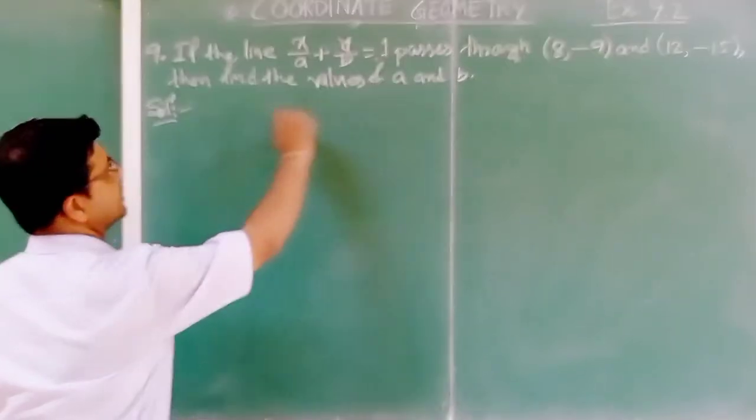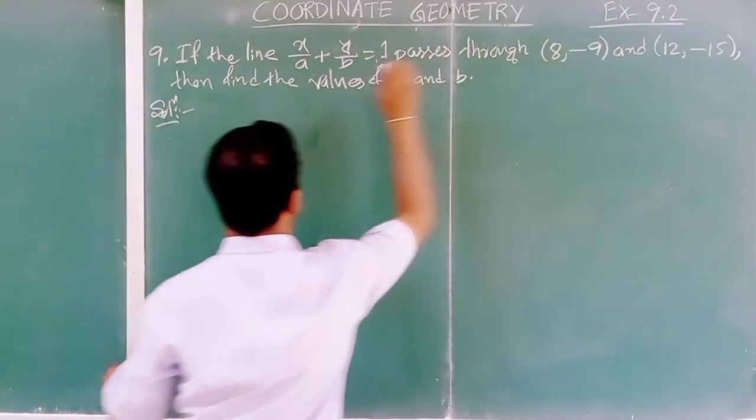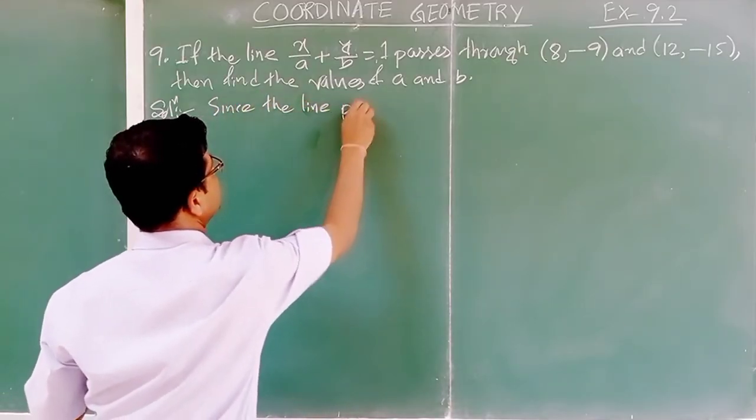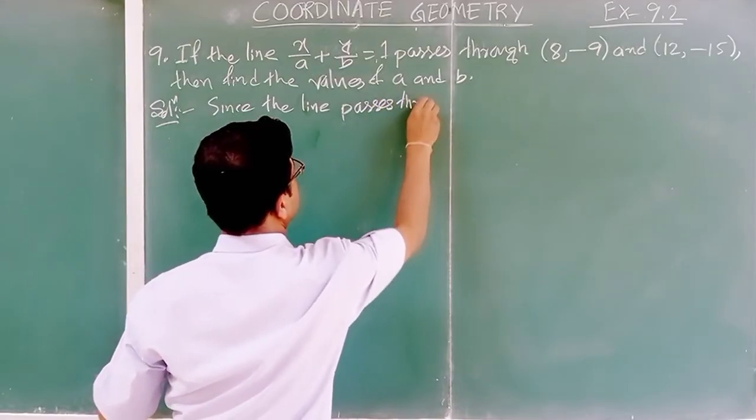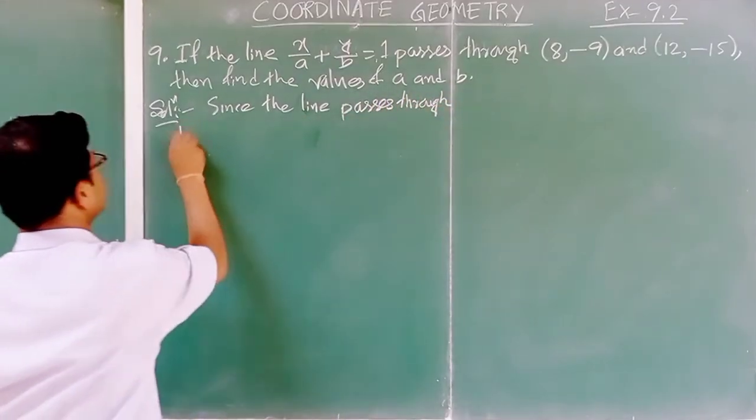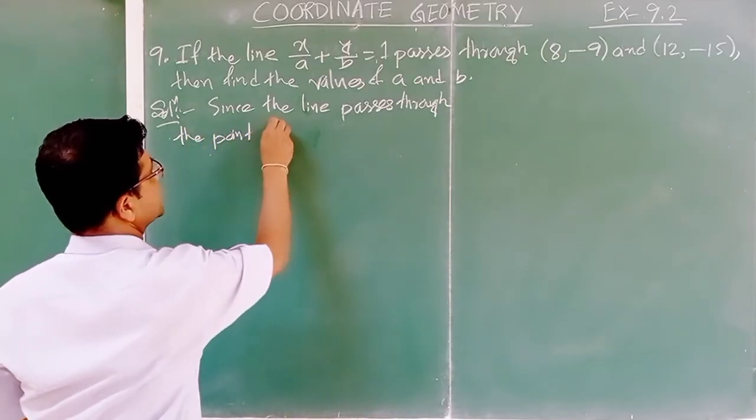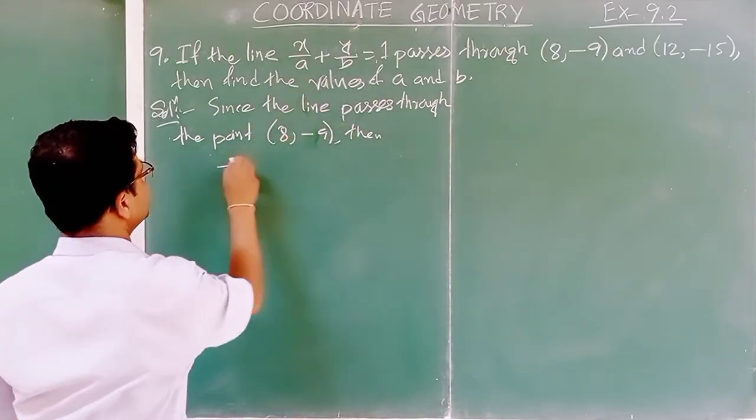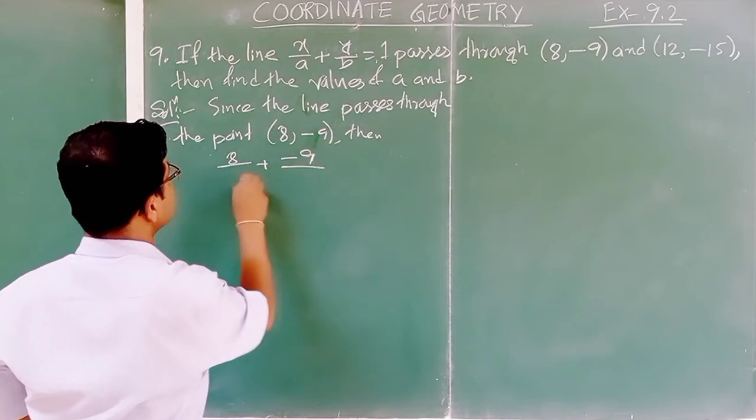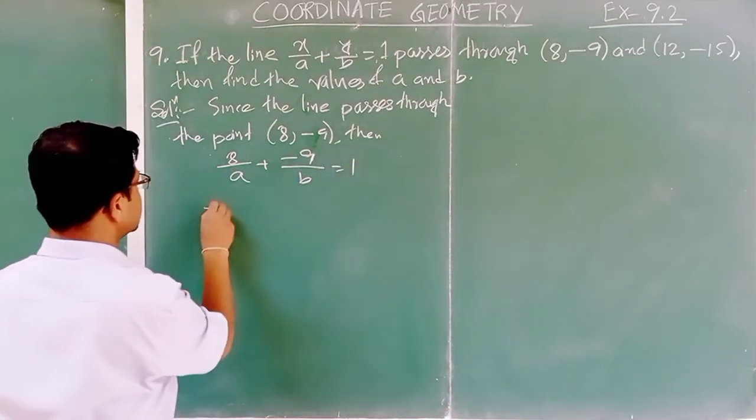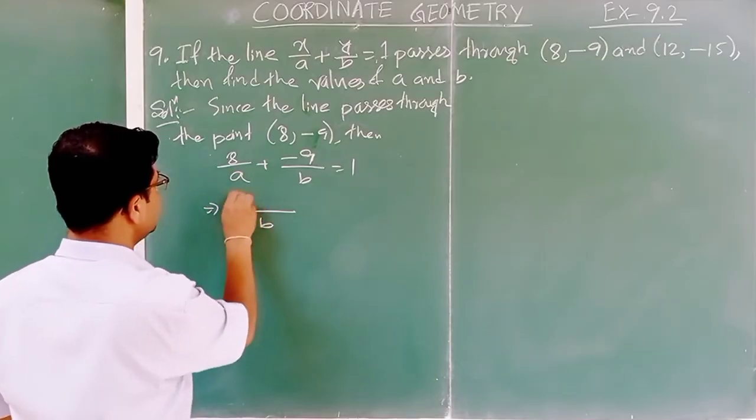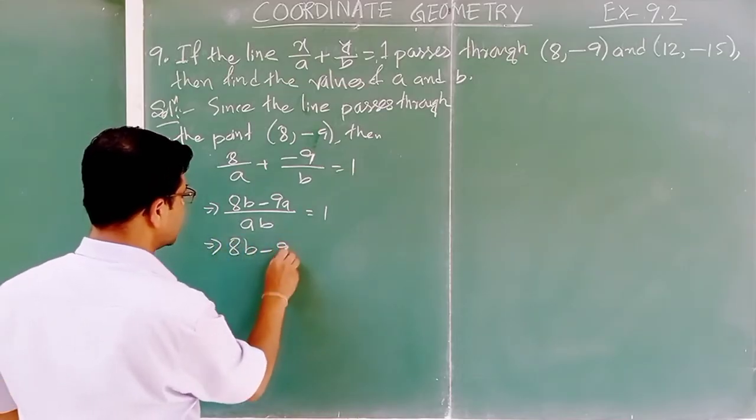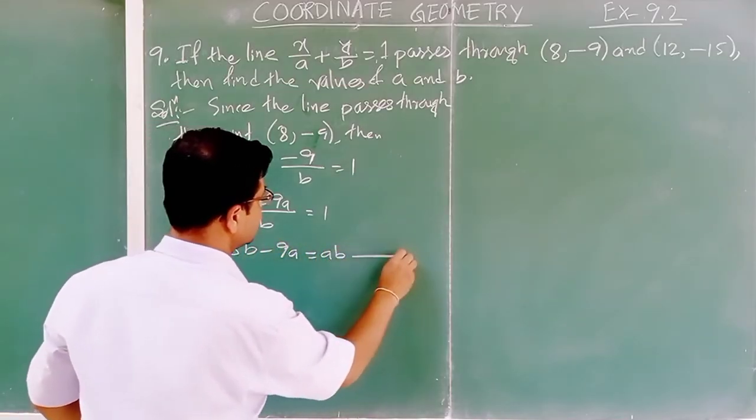Let us see. At first, let us see that this line passes through this point. Since the line passes through the point, what is the point? Coordinates of the point 8, minus 9. Then in place of x we shall put 8, and in place of y we will put minus 9. This is a and this is b is equal to 1. Let us take the LCM. What is the LCM? ab. So 8b minus 9a is equal to 1. Let us cross multiply. So 8b minus 9a is equal to ab. This is equation 1.